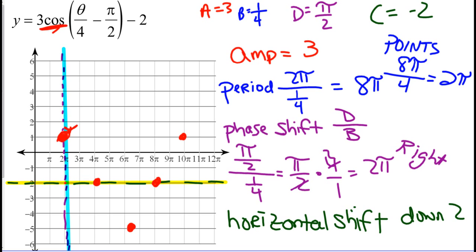But then you can also look, guys. Our last point in our cycle right here is at 10 pi. The first one was at 2 pi. What's 10 minus 2? It's 8. 8 was the period, 8 pi. So these are just little tricks that you can do to double check and make sure that you've graphed it properly.